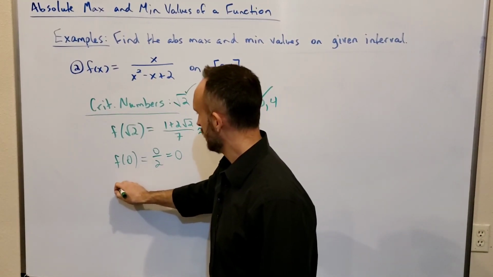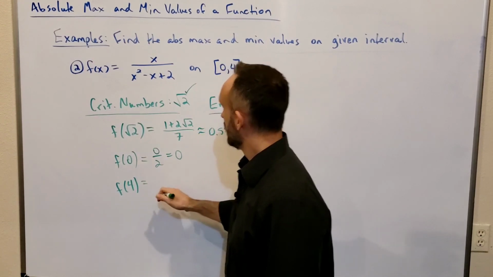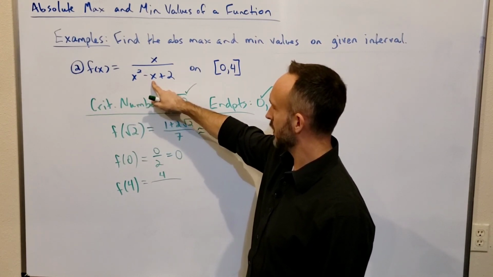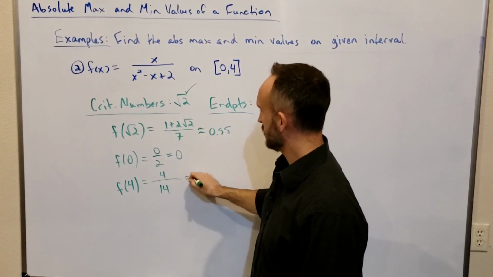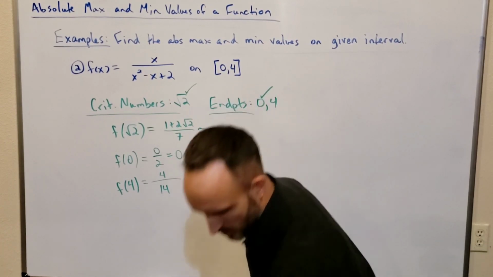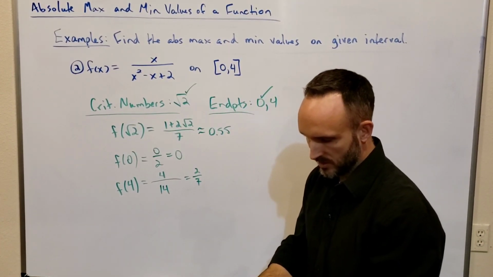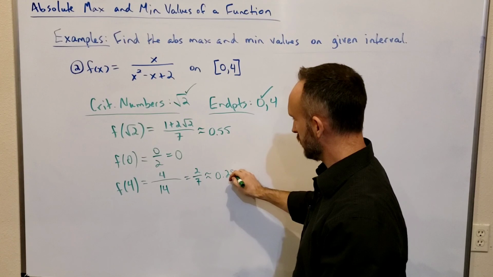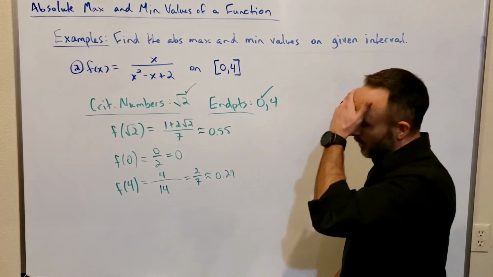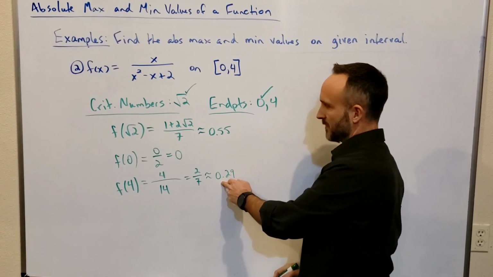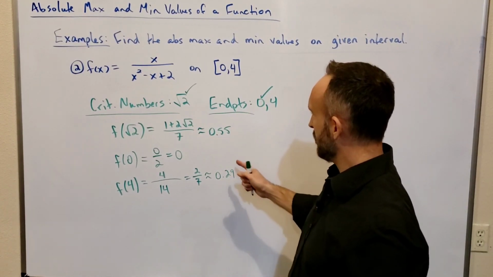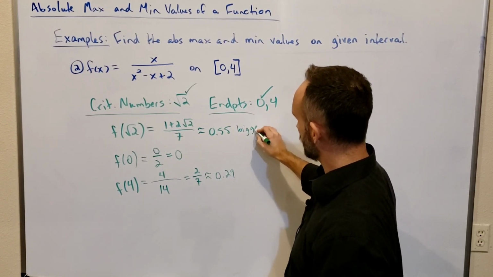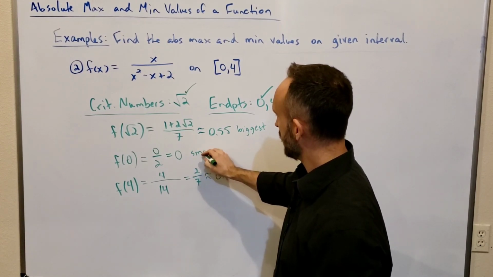Last, I need to know f of 4. So I get 4 over 16 minus 4 is 12, plus 2 is 14, and that's 2/7, which as a decimal, just to get an idea, 2/7 as a decimal is about 0.29, okay? So if I'm looking at the three y values, then the biggest y value is actually pretty small. This is the biggest y value, and the smallest is 0.